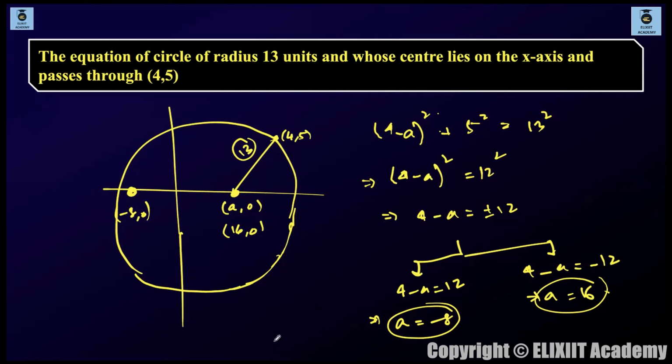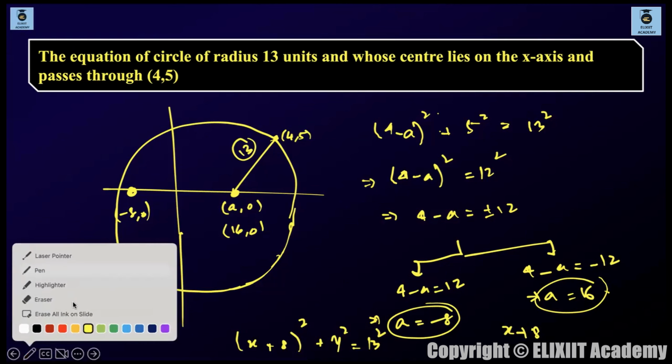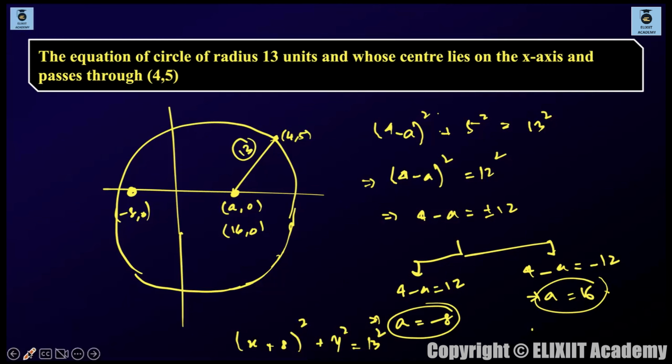For the center (minus 8, 0), we have (x plus 8) whole square plus (y minus 0) whole square, meaning y square, is equal to r square. What is r? 13 square. And for the other one, we have (x minus 16) whole square plus y square is equal to r square, 13 square. These are the two equations. For the two values of a, we are getting two circles.